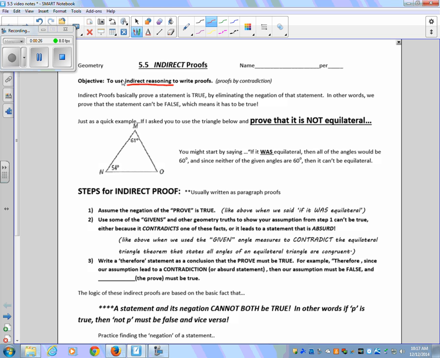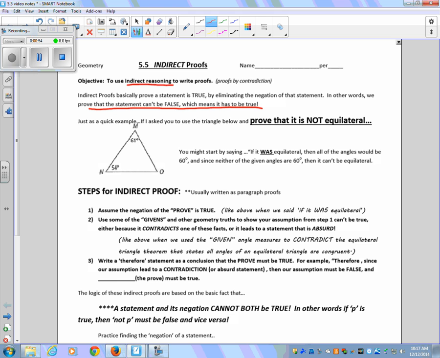So basically, indirect reasoning is when you can eliminate other possibilities and then prove that what you're trying to prove is true, basically because you've eliminated the other choices. You've figured out that it can't be false, therefore it must be true. I know this sounds a little confusing, but let's try a quick example.